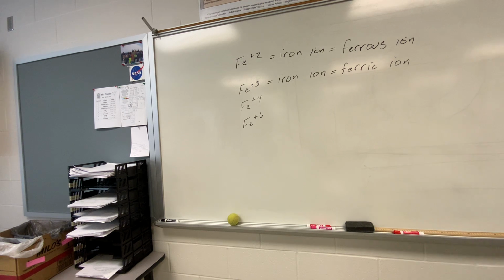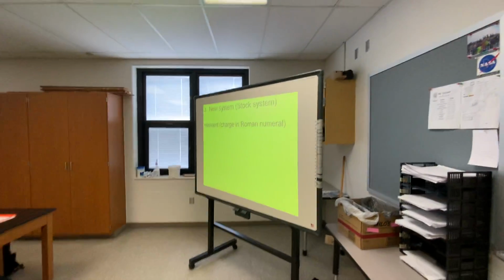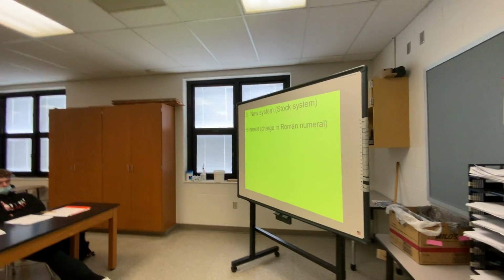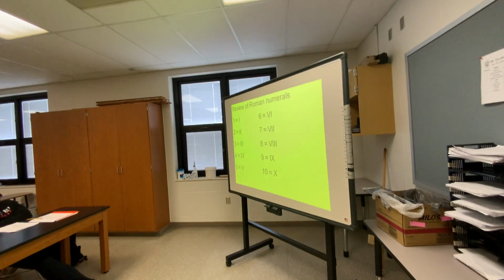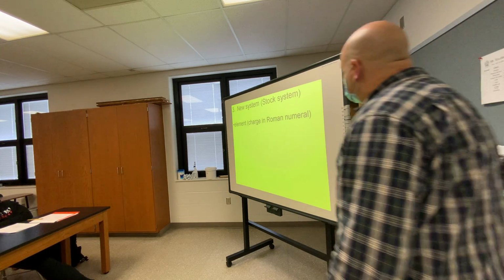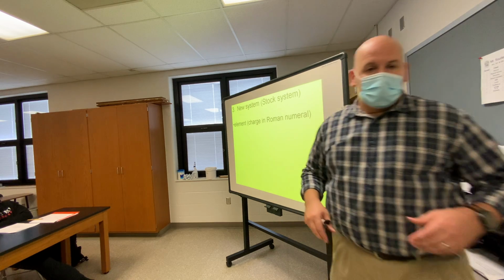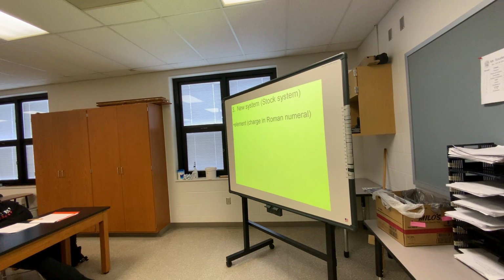So the other way of doing this is what they refer to as the Stock system, where you use the Roman numeral for it. And so what you're going to do is whatever positive charge it has, that's what you use as a Roman numeral inside of a set of parentheses. I went over this yesterday, correct? Okay.